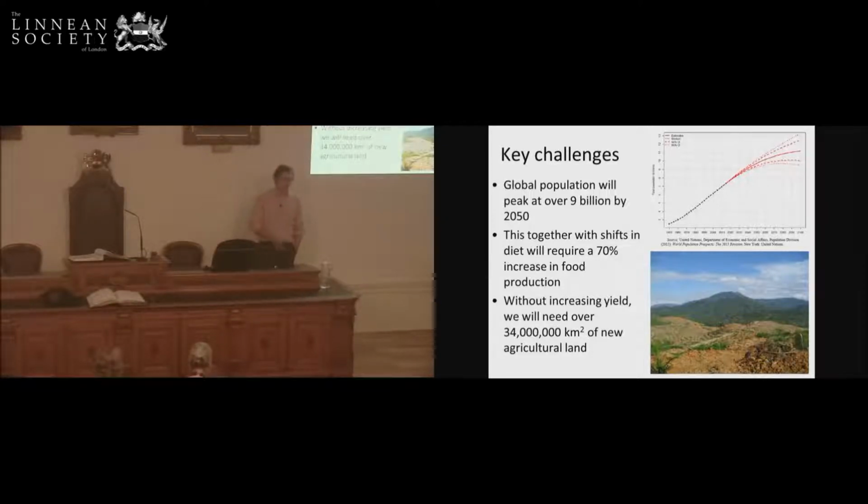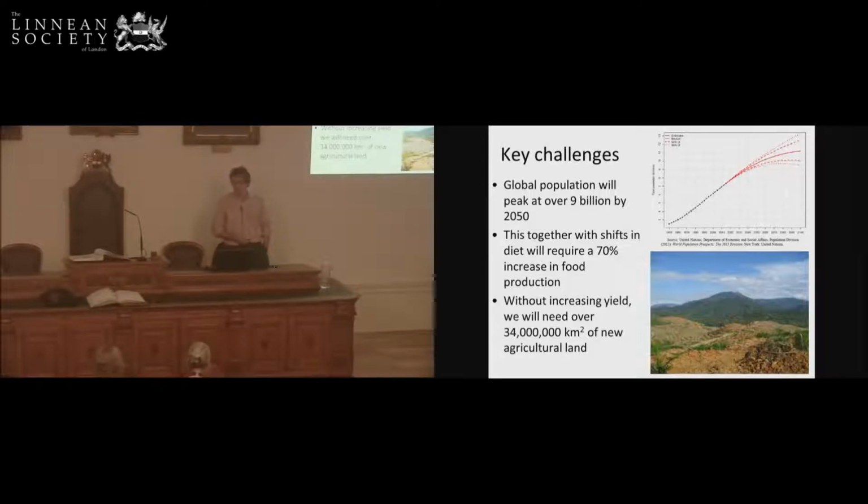Rainforests are extraordinarily diverse, but they're also suffering very high levels of loss. There's kind of two main reasons for that, I suppose. One is the increasing global population. The other, perhaps more importantly, in fact, is an increasing shift towards a Western diet, requiring larger and larger areas to feed individual people, essentially. So increases in number, together with a shift in diet, will require a 70% increase in food production by 2050.